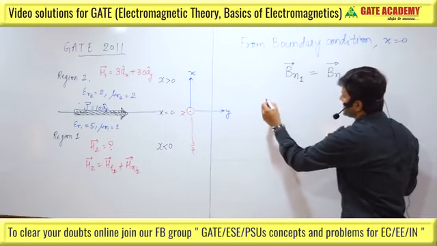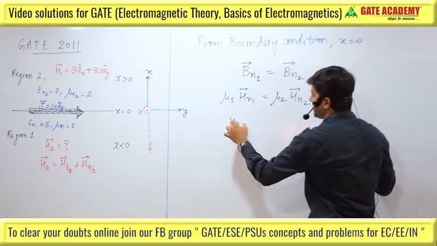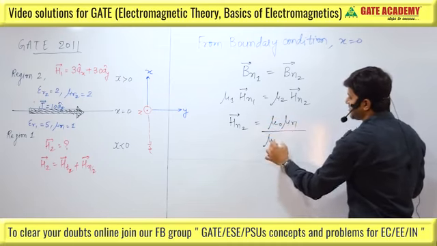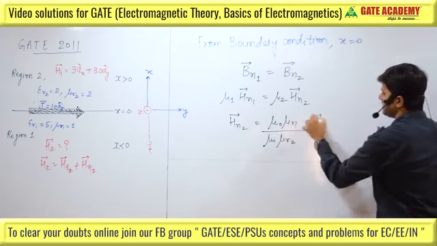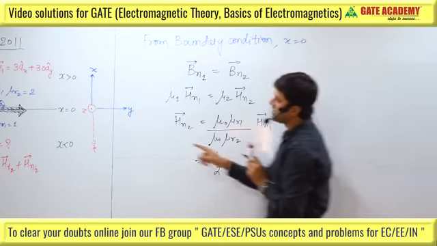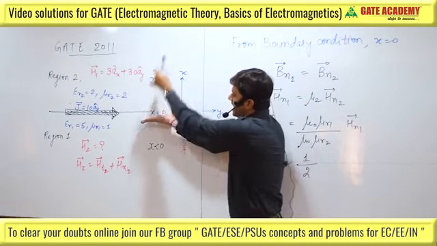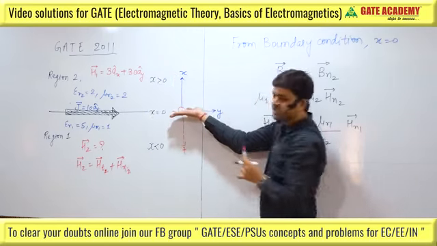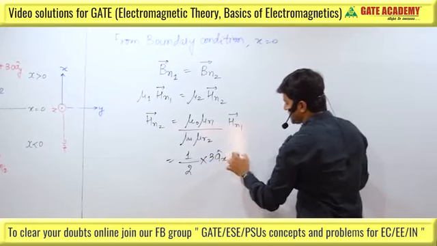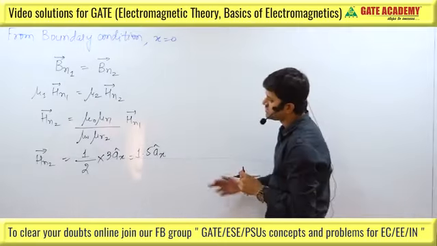So magnetic flux density can be written as mu1 Hn1 equals mu2 Hn2. So we have to find Hn2, the normal component in region 2. Mu1 can be written as mu naught mu r1, and mu2 as mu naught mu r2. Here mu r1 is 1 and mu r2 is 2. The x equal to 0 plane is the yz plane, so x will be the normal component. The normal component is 3 ax, so Hn2 is 1.5 ax. So the normal component we have calculated.